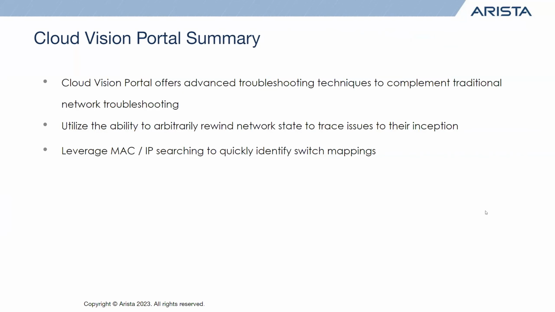So in summary, this CloudVision portal really offers advanced troubleshooting techniques that complement your traditional network troubleshooting and enhance the overall troubleshooting experience, giving you fine-grained control over both time and your network state. We can utilize that ability to arbitrarily rewind our network state to trace issues back to their inception and provide really advanced root cause analysis that allows us to do full network tracebacks during an arbitrary time. And finally, we can leverage our MAC IP searching to quickly identify switch mappings without having to scroll through third parties or look through other systems that may be a lot slower.